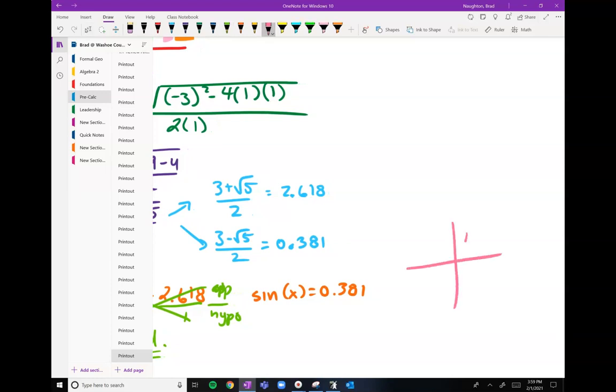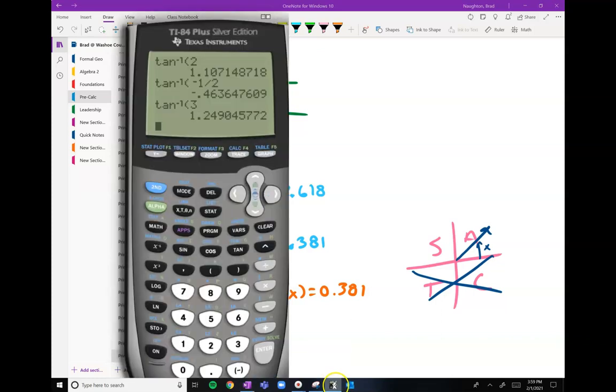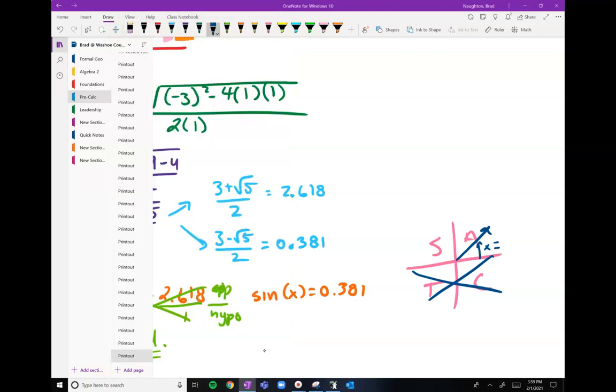So, all students take calculus. We are going to be in those top 2 quadrants. So right here, let's find out what this angle x is going to be. So, inverse sine of 0.381 is going to be 39. So this will be 0.391, we'll say.